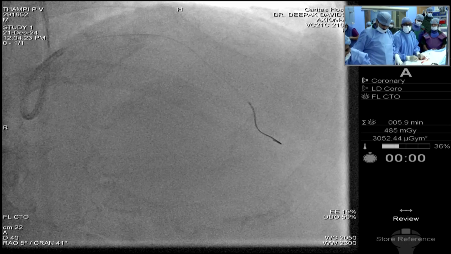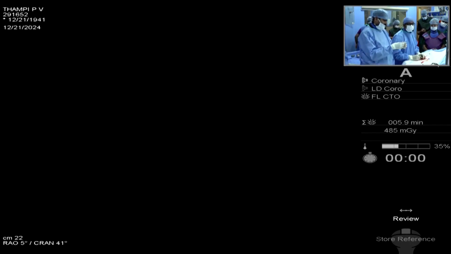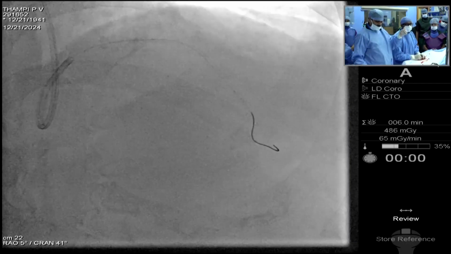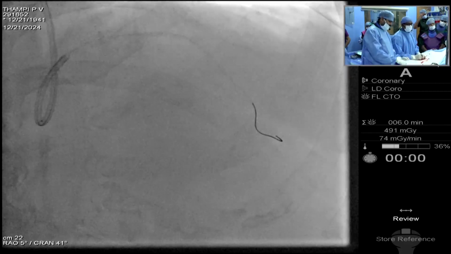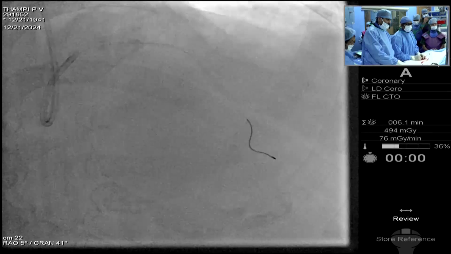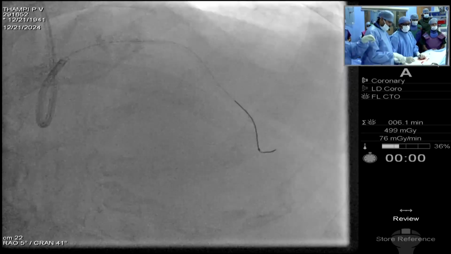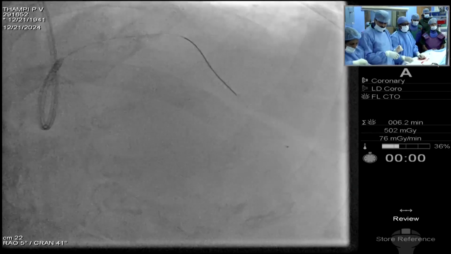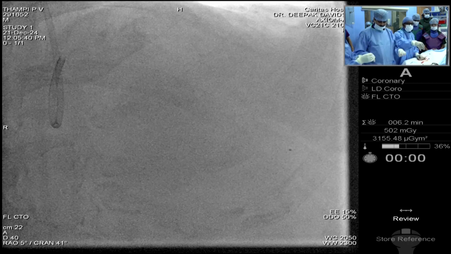So we'll rely on the fluoroscopy to do the orbital atherectomy. We'll dwell more on the area where we have fluoroscopic calcification. Okay, that's the microcatheter going through. Okay, give the orbital wire, Wiper wire.